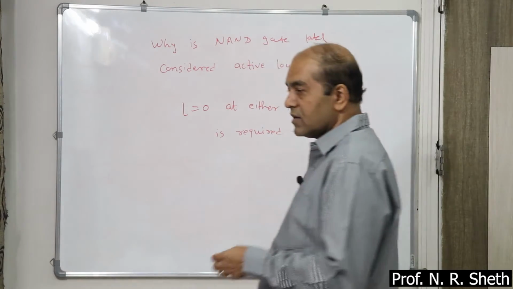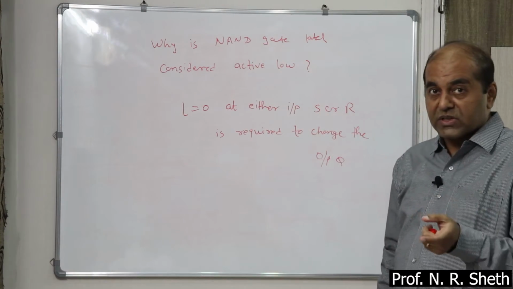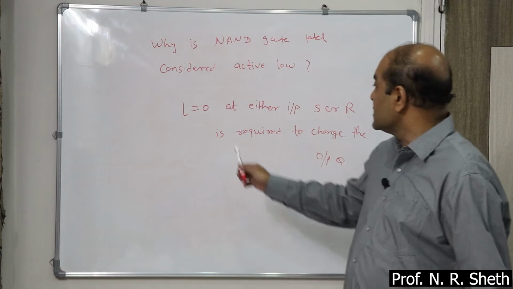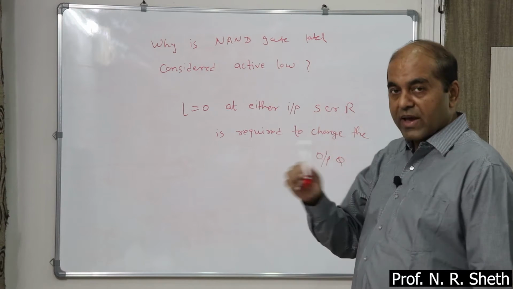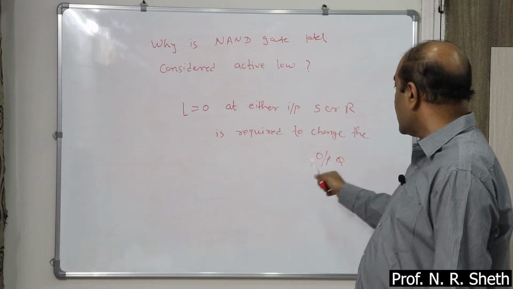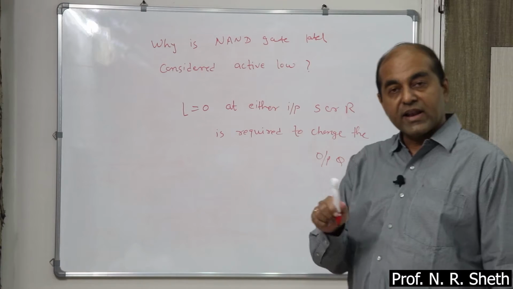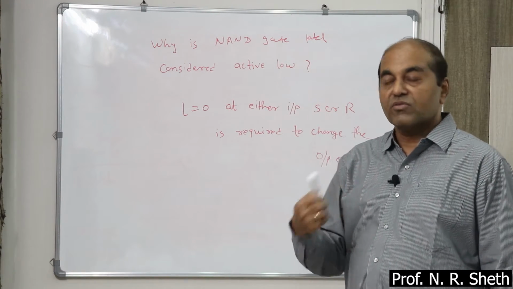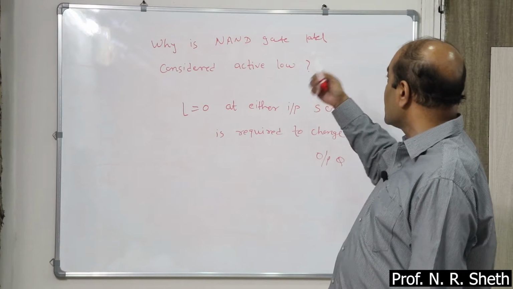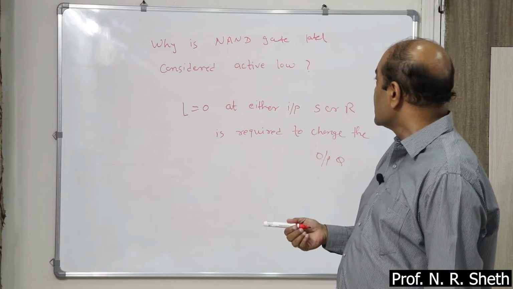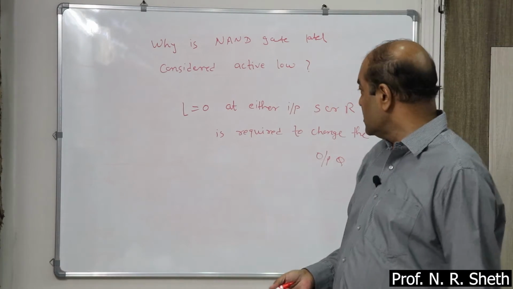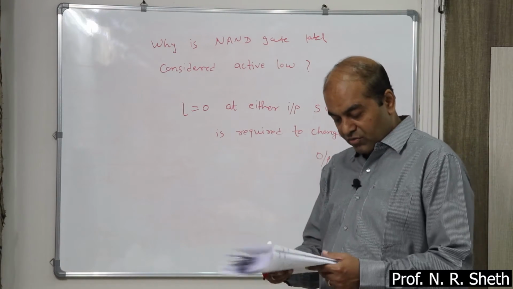See, in NAND gate, when any input is 0, output is 1. So that is why when a low, 0, at either input S or R, is required to change the output. So when any input is 0, that is why it is known as active low. Similarly, the question is asked why NOR gate is said to be active high. So when a high, 1, at either input is applied, it is required to change the output.